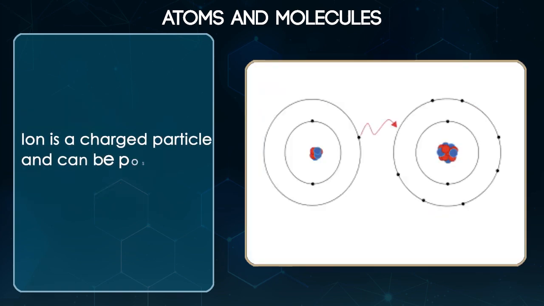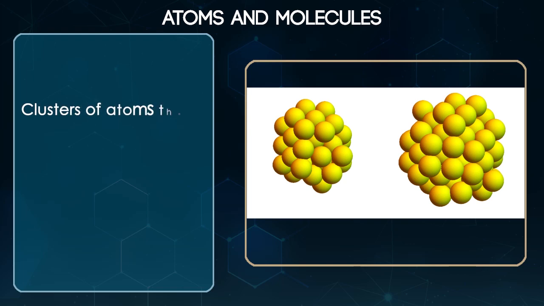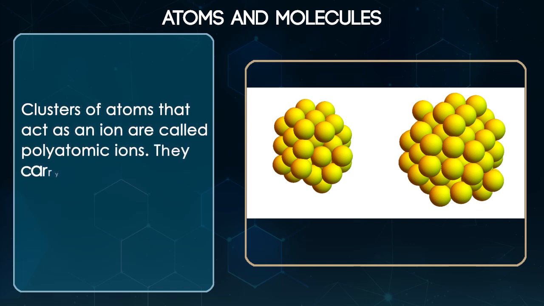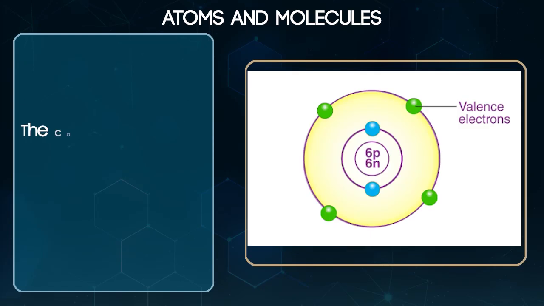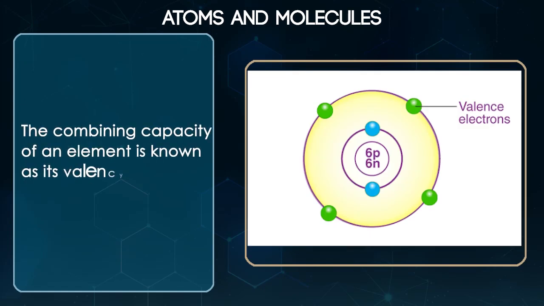An ion is a charged particle and can be positively or negatively charged. Clusters of atoms that act as an ion are called polyatomic ions. They carry a fixed charge on them. The combining capacity of an element is known as its valency.